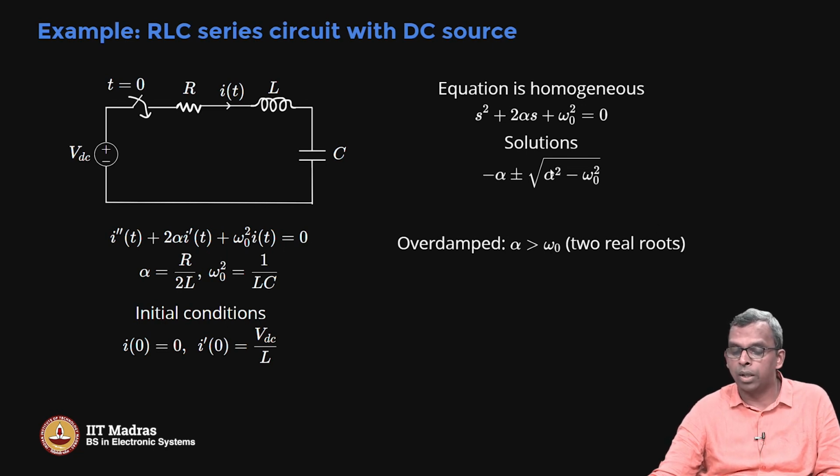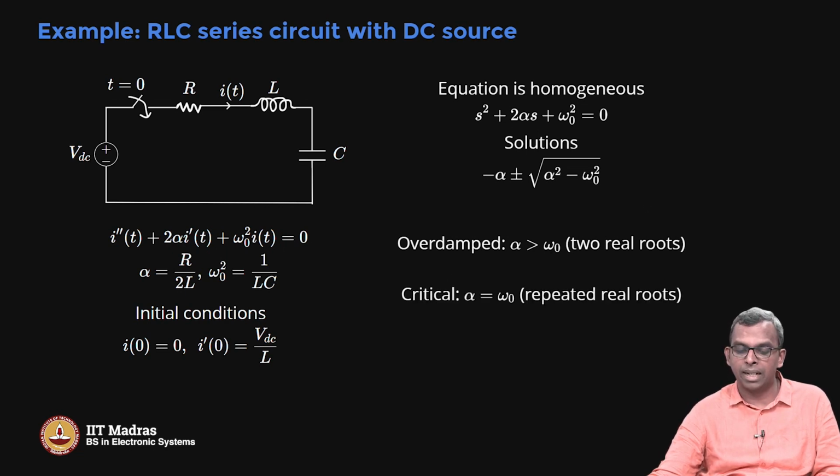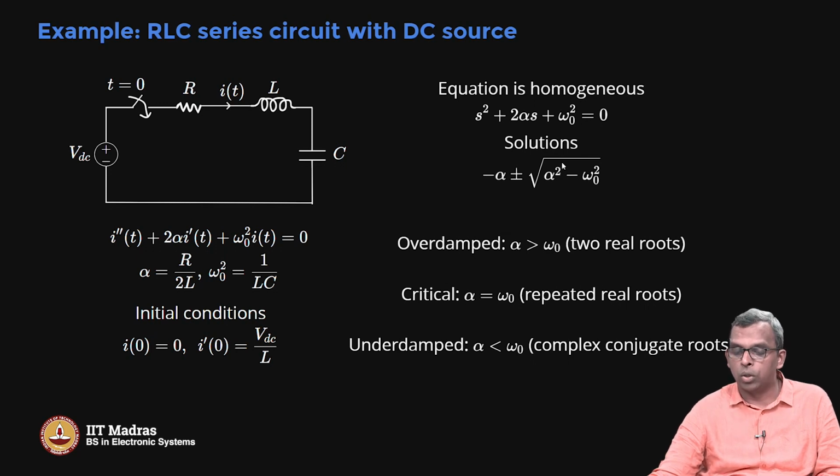First, if you have two real roots, this alpha needs to be strictly greater than omega naught, right? The attenuation has to be high, so you get two real roots, and that is called the overdamped case. Then you have the critically damped case, when you have repeated real roots, that is when alpha equals omega naught. And then finally you have the underdamped case, when alpha is less than omega naught and you have complex conjugate roots.